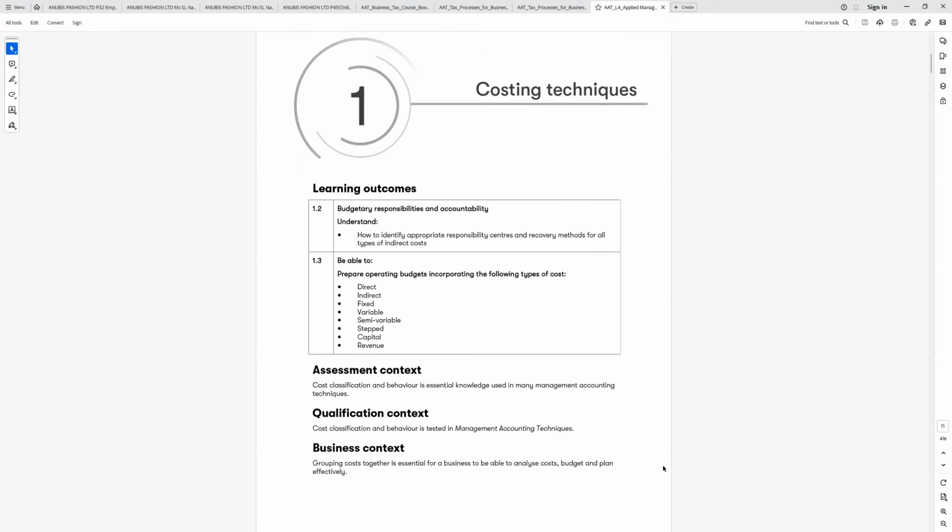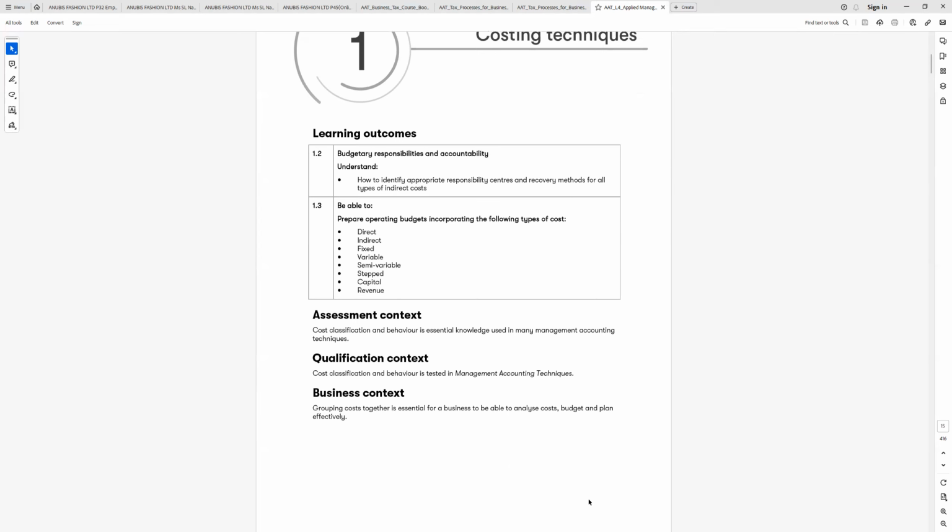Costing technique. We can see here it says budgetary responsibility, and of course all these things we're going to look at in this chapter are very important, because we're going to look at every single question, every single activity, and in the exam the marks will come from everywhere, so we cannot just avoid anything. We need to make sure we understand every single topic. So here it says, after reading this chapter, the student should be able to understand the direct cost, indirect cost, fixed and variable cost, semi-variable cost, step cost, capital, and revenue.